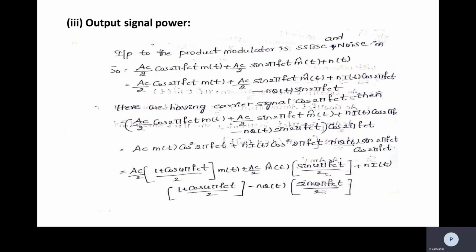In the next step, we will write the individual terms. Here we have Ac by 2 into (1 plus cos 4 pi fct) into m of t. If I multiply this, look at the first term, what will I get? Ac by 2 into m of t plus Ac by 4 cos 4 pi fct into m of t. Like that, I'm writing the individual terms in the next step.